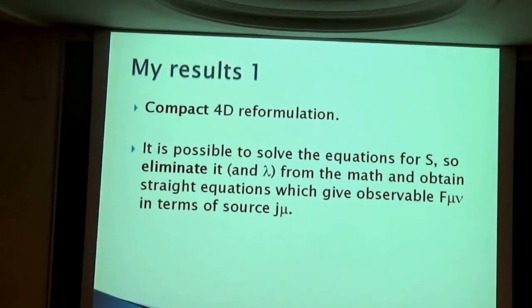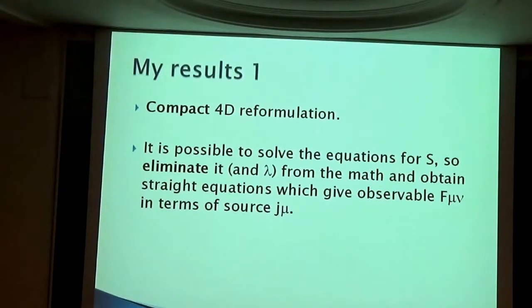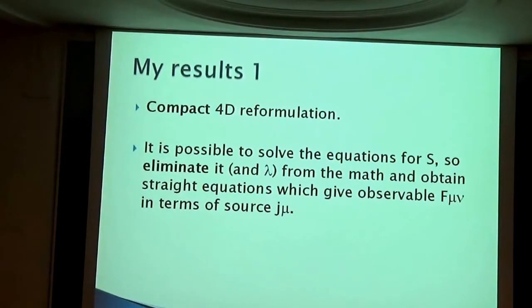And then the second point, I found that it is possible to solve the equations for S. So S, this scalar field, can be completely eliminated from the theory, and also the coupling constant lambda can be completely eliminated. And I obtained some straight equations which give the observable electromagnetic tensor, F mu nu, just in terms of the current of the source.